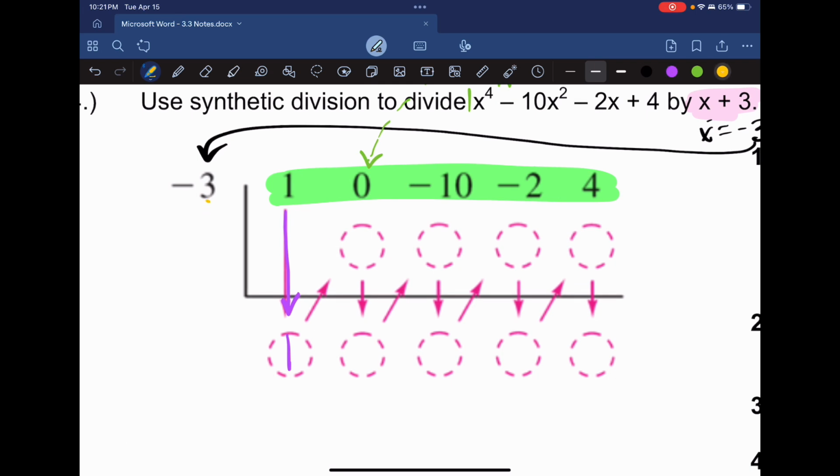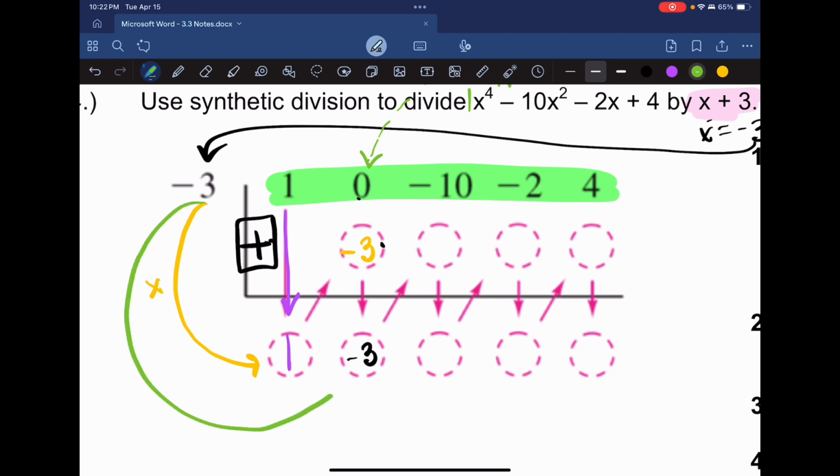Now I'm going to take my 0 from out front and multiply it by the new number down below. So I have -3 times 1, which gives me a -3. Once I plug in the -3, I'm always going to add this row. For example, 0 plus -3 gives -3. And then the process repeats itself.